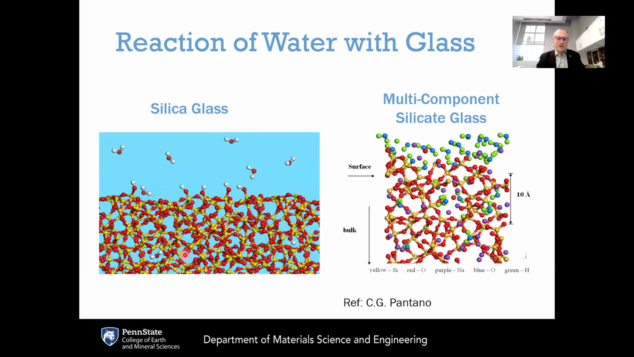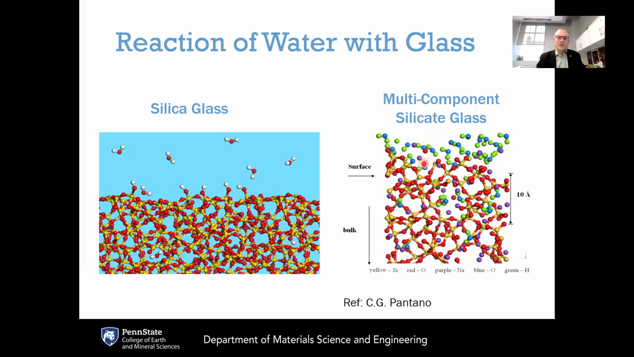So the left-hand figure shows the interaction of water with silica glass. It is a very similar story for multi-component silicate glasses, as shown on the right. Here you can again see the presence of both physisorbed and chemisorbed water on the surface of the glass.